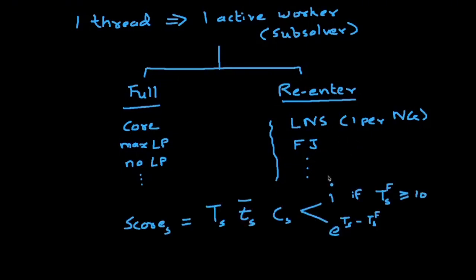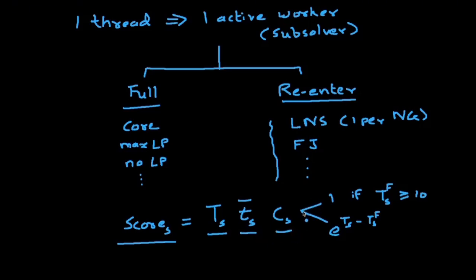How do we decide which subsolver to schedule next? That is done by using a score formula. So what is this score? It is multiplying three quantities. One is how many tasks are scheduled for that particular type of subsolver, let's say one particular type of LNS. Another is how much time is spent on average for that particular type of subsolver, and the third is the confidence factor.